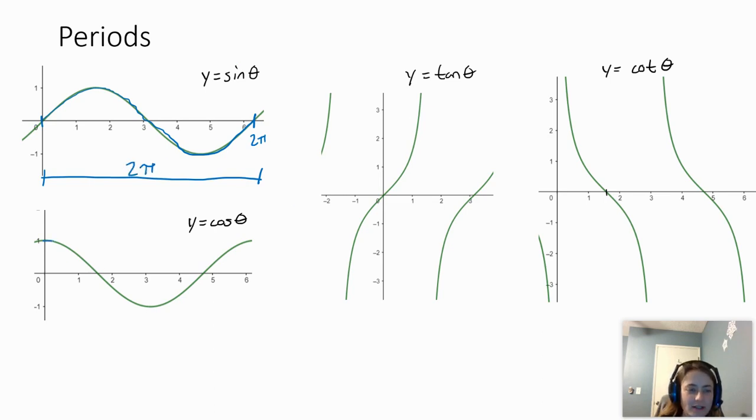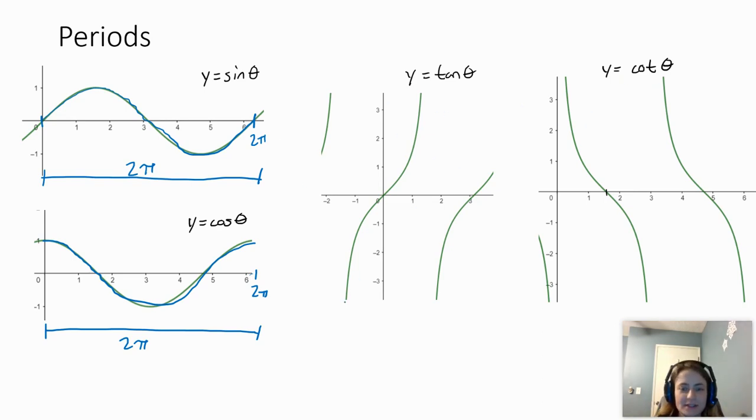Similarly, with cosine, we see that this curve is repeated throughout the theta axis, and that distance from 0 to 2 pi is 2 pi as well. So sine and cosine, their periods are 2 pi. Similarly for secant and cosecant. Now for tangent and cotangent, it's a little bit different.